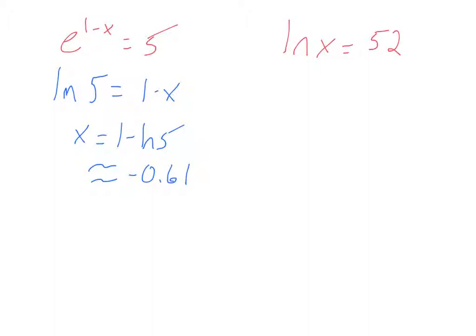X equals, write it in exponential form. So what's the base? E to the 52 equals x, right? So x equals e to the 52, which we can just use our calculator for, e to the 52. And we'll get a really enormous number, of course, about 3.8 times 10 to the 22.